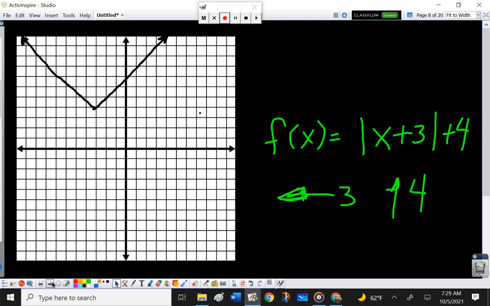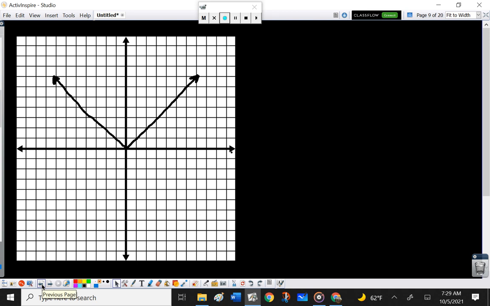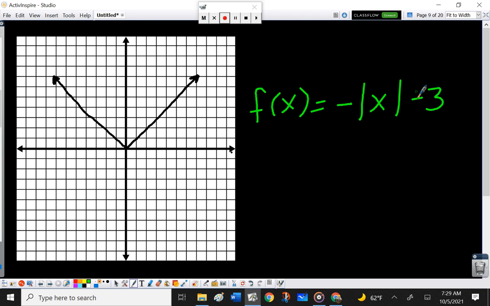All right. Let's do another example. And again, feel free to pause or rewind the video if you need to. I've got f of x is going to equal the opposite of the absolute value of x minus 3. This time the number's outside the absolute value. Here we're going to do a reflection, and we're going to move it down 3 units.